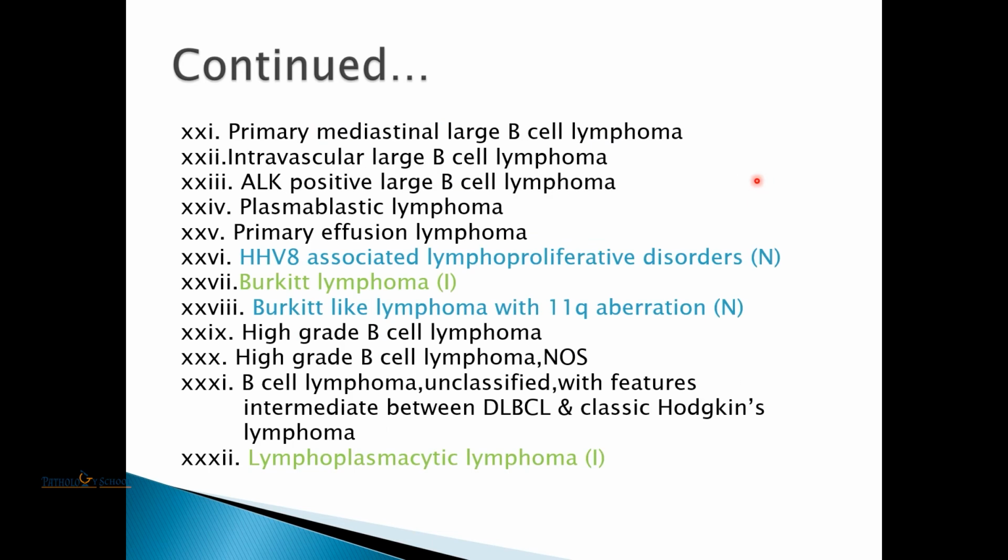Continuing with mature B-cell lymphoma, another important entity is HHV8 associated lymphoproliferative disorder. Previously it was known as large B-cell lymphoma arising in HHV8 associated multicentric Castleman disease. Another important lymphoma is Burkitt lymphoma. Another new entity is Burkitt-like lymphoma with 11q aberration, which is a new addition. Then the last important lymphoma of mature B-cell neoplasm is lymphoplasmacytic lymphoma.